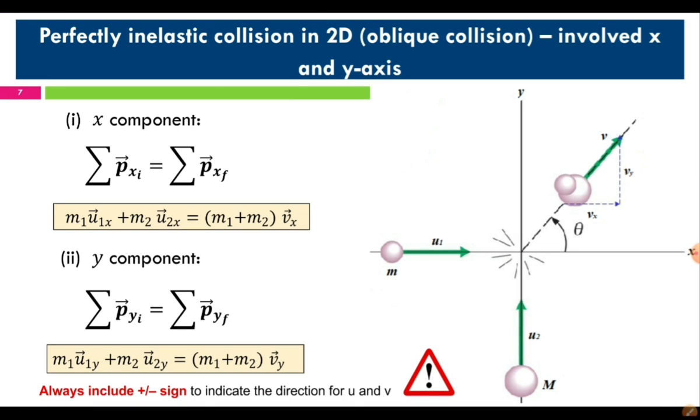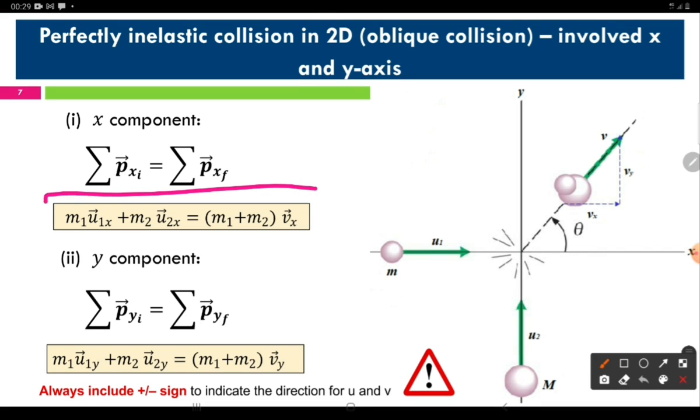And the next is perfectly inelastic collision in 2D. For oblique collision, that also involves x and y axis. So the equation for perfectly inelastic collision for 2D, for x component, is m1 u1x plus m2 u2x is equal to m1 plus m2 multiplied with vx.